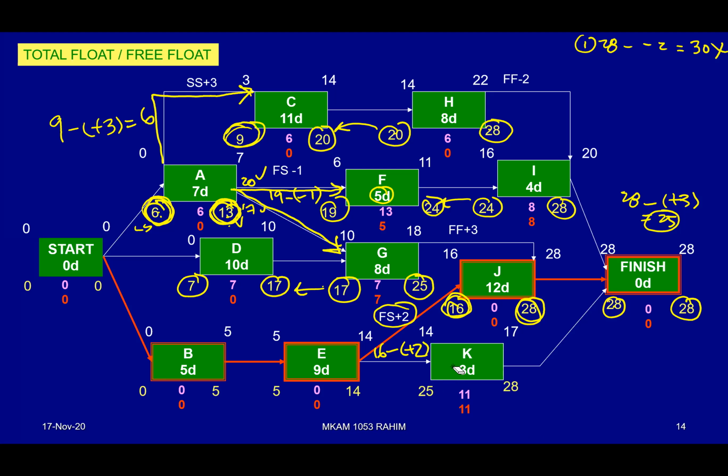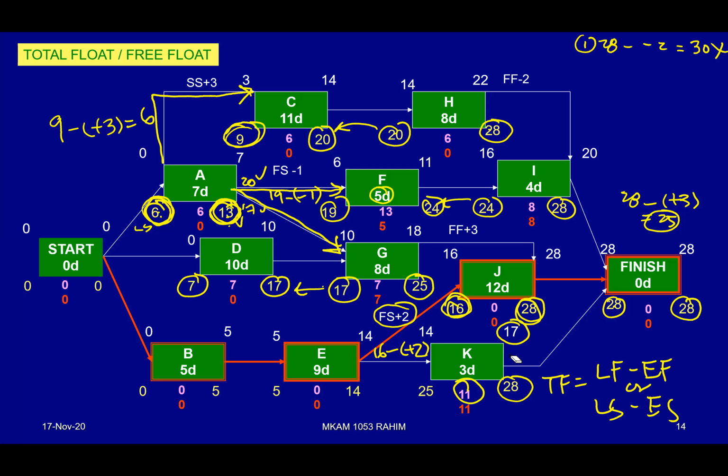Okay, what is the total float? Total float is easy. You make a comparison between this value minus the upper value. Meaning to say, late finish minus early finish, or late start minus early start. You can always get that value. You will get 11. That is the total float value. And how about the free float? Now the free float.